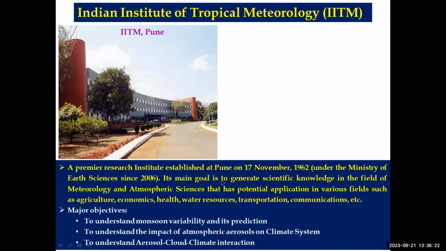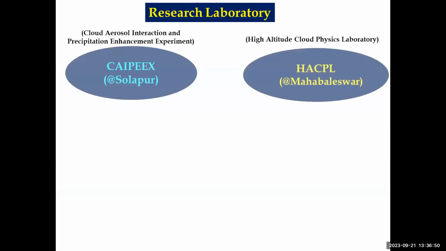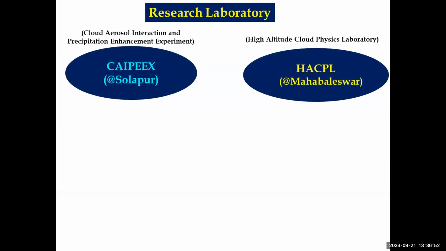Also to understand the impact of atmospheric aerosols on various climate systems. Also to understand the aerosol cloud climate interaction in the atmosphere. IITM has a branch office at New Delhi, near Pusa Road, where we are working, and our main objective is to understand the impact of atmospheric aerosols on the climate system. It has two research laboratories.